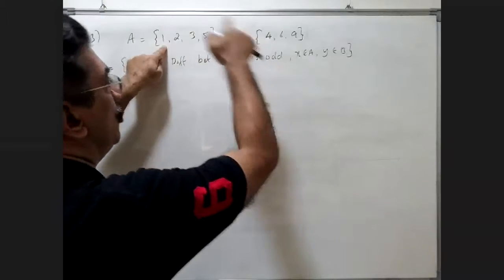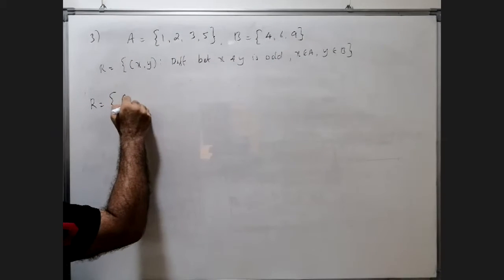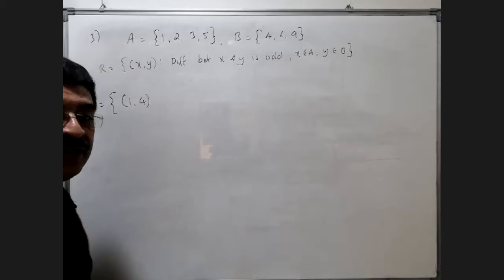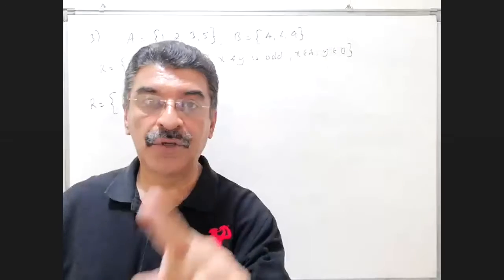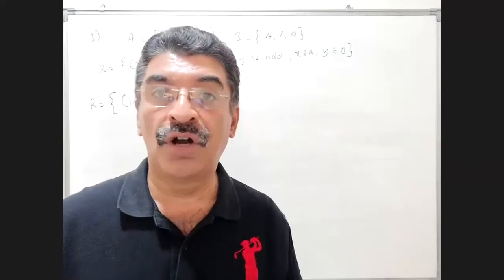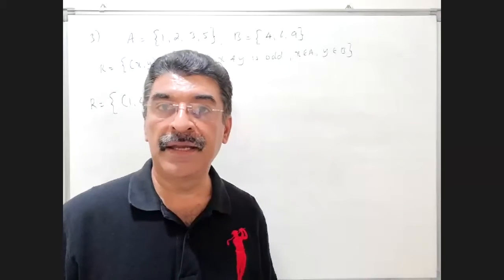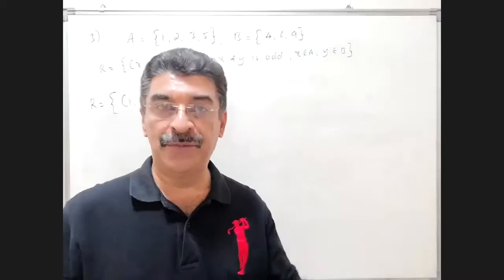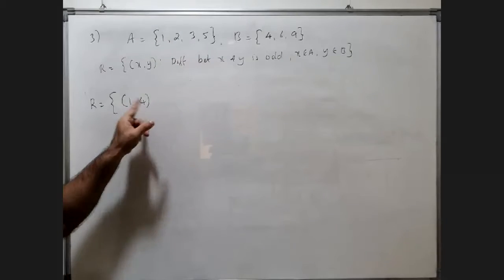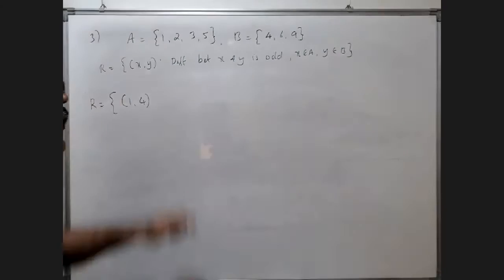That means taking 1, 4. Imagine in your mind, can we take 1, 4? Yes, because of the difference between 1 and 4. Difference between two numbers means it is always the bigger number minus the smaller number. So the difference between 1 and 4 is 4 minus 1, 3. It is an odd number. So we can take 1, 4.